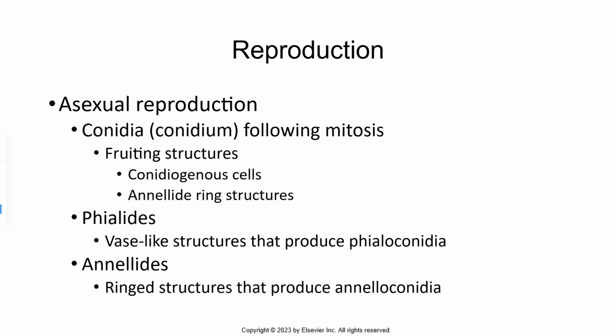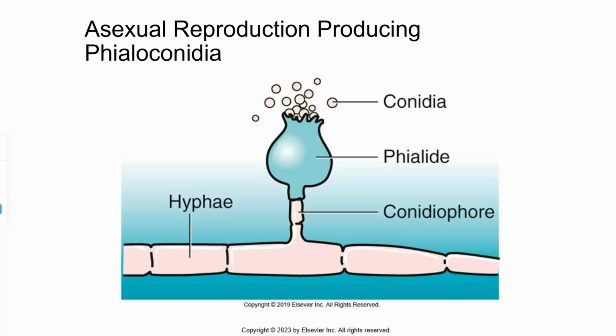There are some instances where sexual reproduction occurs, and we'll talk about that briefly. But we have conidia, or the conidium, following mitosis. Conidia are fruiting structures. They're produced by conidiogenous cells and annellide ring structures. Then we have phialides, or phialide, vase-like structures that produce phialoconidia. Annellides are ring structures that produce annelloconidia.